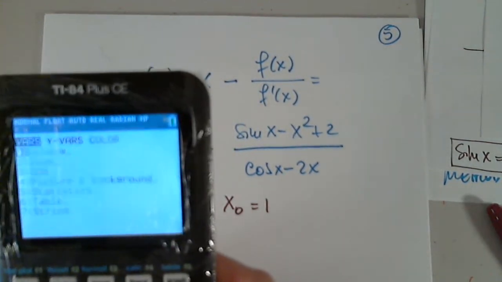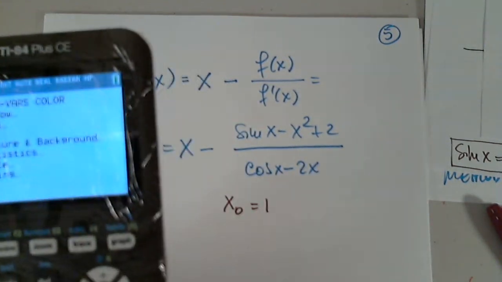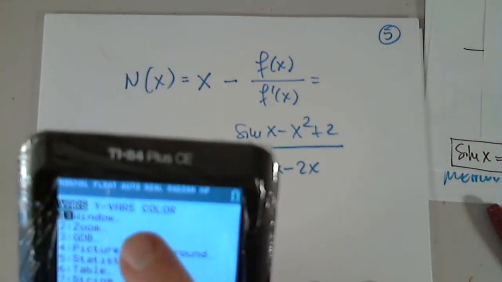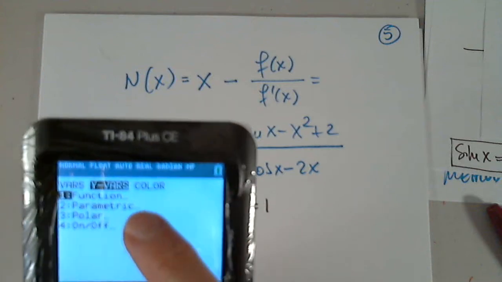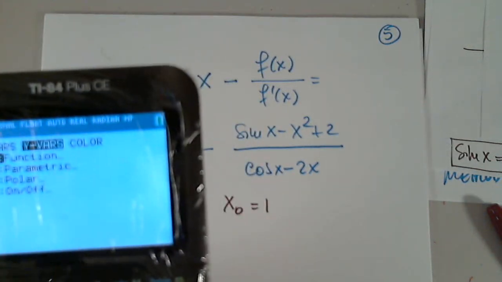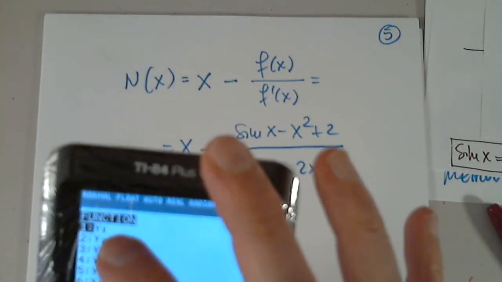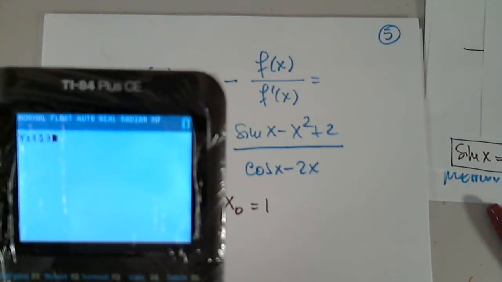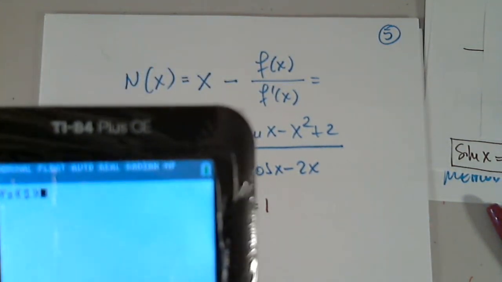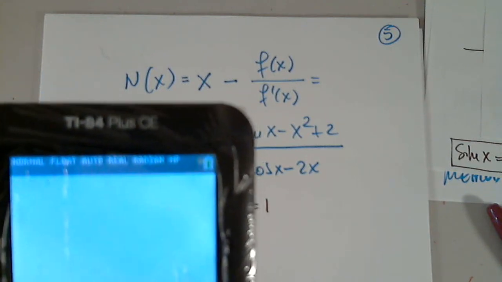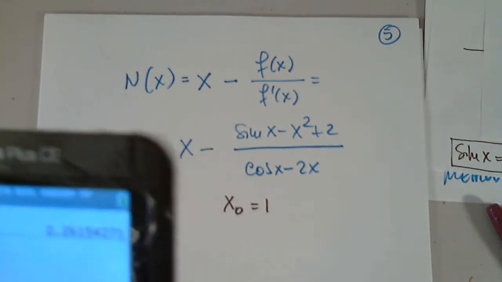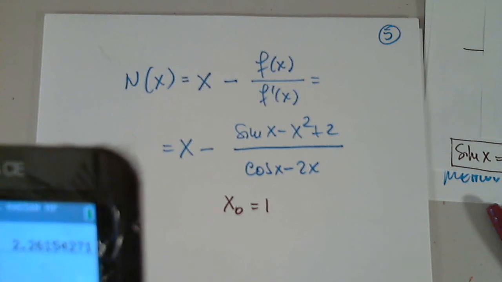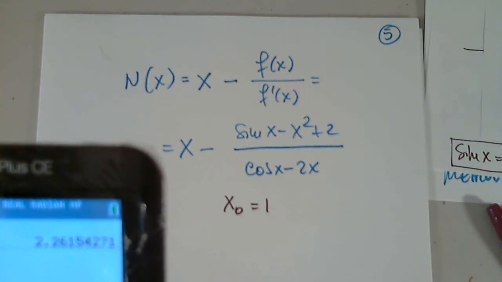So in the graphing calculator, we will go to variables. Variables. We will go across to y, variables. We will click on function. I want to call function y1, and I want to plug in 1. So this is function y1. I plug in 1, and I press enter. What do you think this is? 2.26154271.